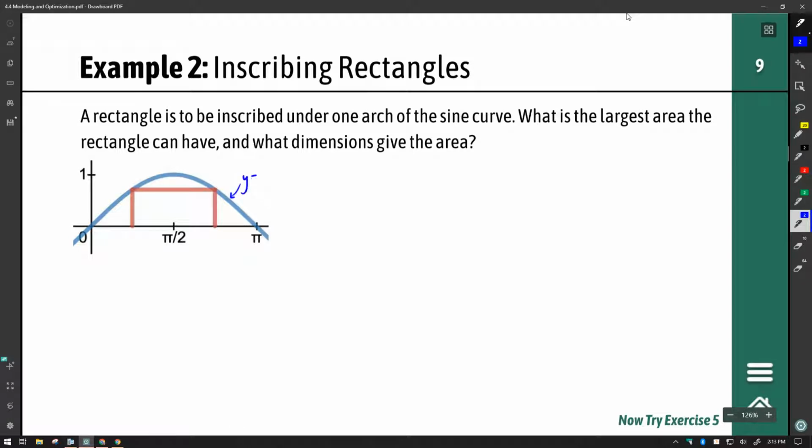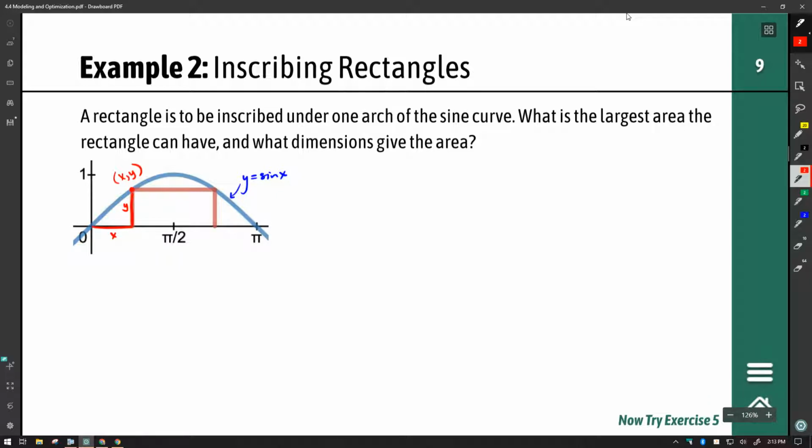I'm going to call it y equals the sine of x. And there is a rectangle drawn underneath this arch. And so let's label a point, maybe right here. Let's call this point x, y. So that means that this is a length of y, and this is a length of x.